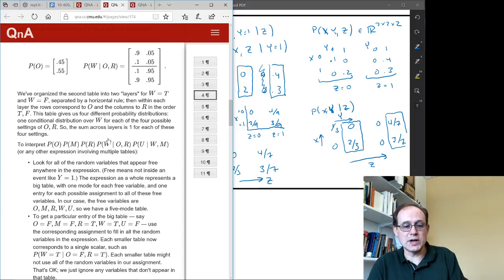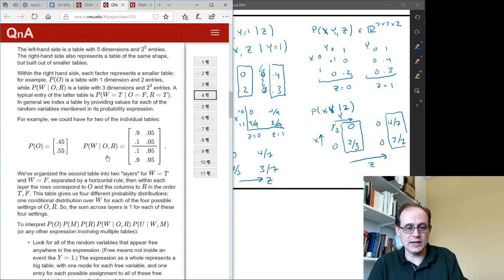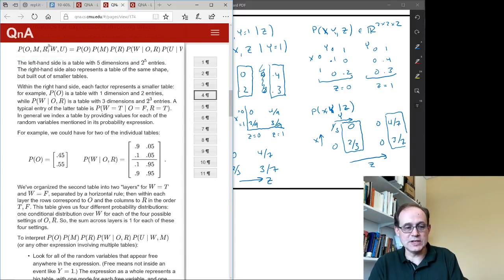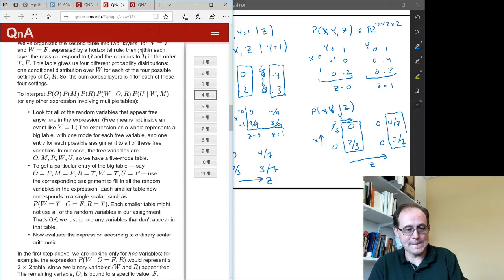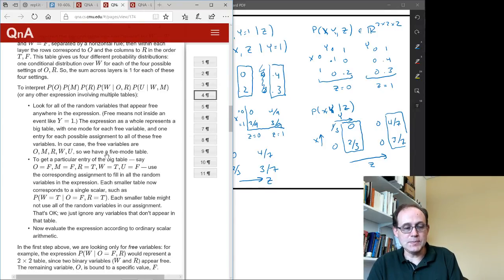That's what we hoped, right? Because we had an equality here where this thing was equal to a table with 5 modes, and so this had better also be equal to a table with 5 modes. All right, so to get a particular entry of the big table that's represented by this, here's an example of a particular entry. We just fill in particular values for each of the 5 random variables.